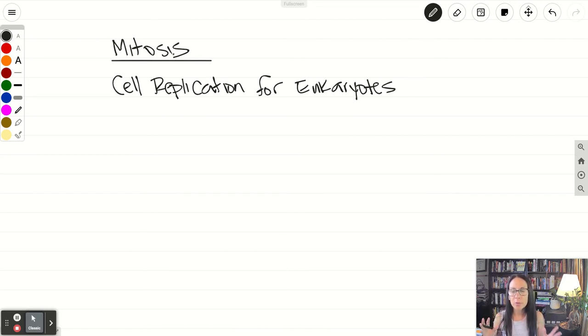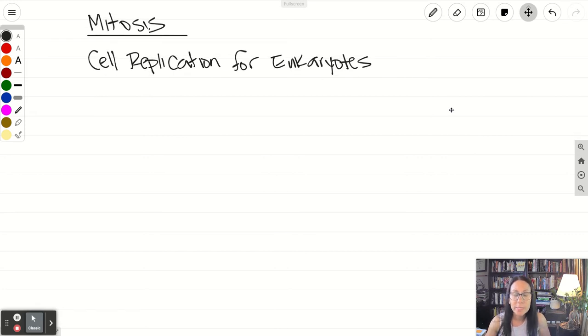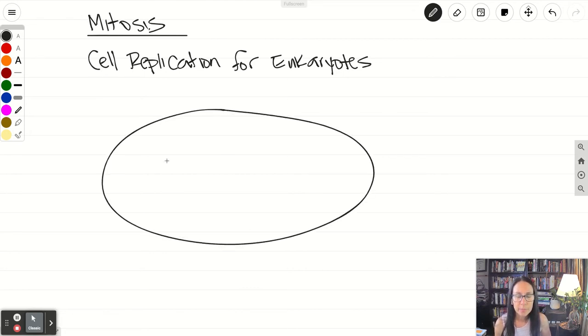Before I get into all the details, there's a little bit of background that I need to cover first. First, I want to talk about what the chromosomes or what the DNA looks like inside the nucleus. So let me just draw a little picture of a cell. And here is the nucleus. Okay, and so far we've always been talking about DNA being inside the nucleus. And the DNA looks different depending on the organism.